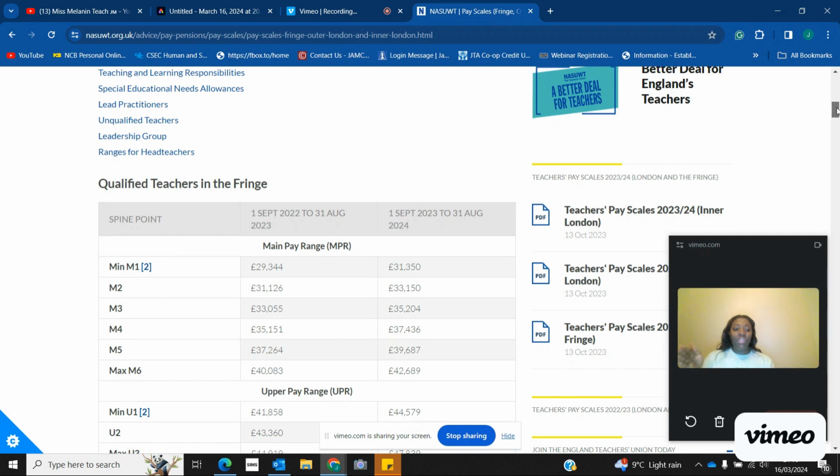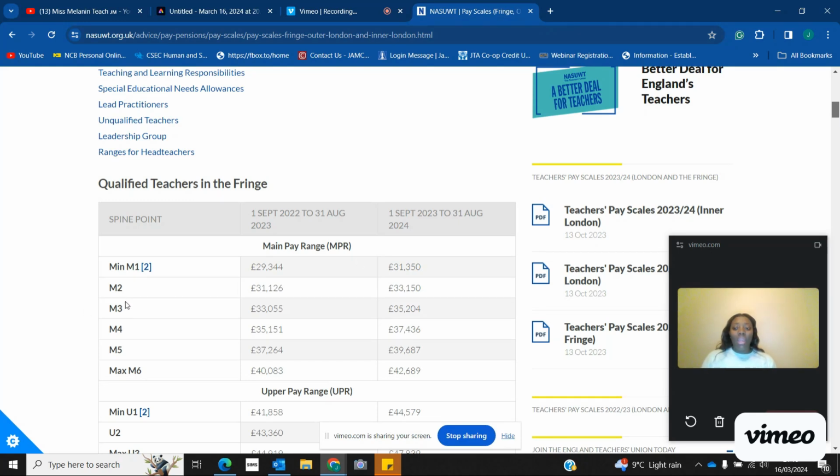So say for instance, I'm in rest of England, so I'm here, and then you have London Fringe, then outer London, then inner London. The closer you are to London, the higher it is. So the more you go this way, the higher the money is, or the starting money is. That's because it's just more expensive to live there.